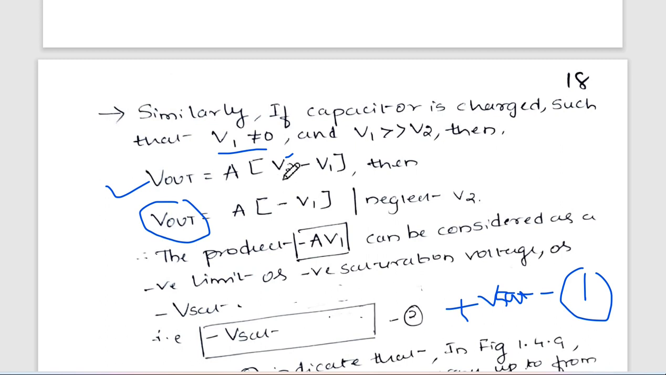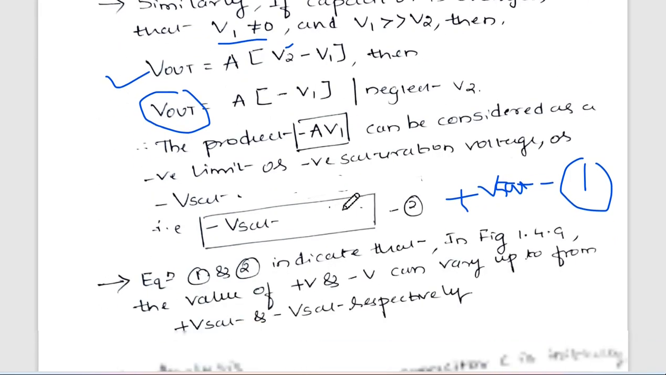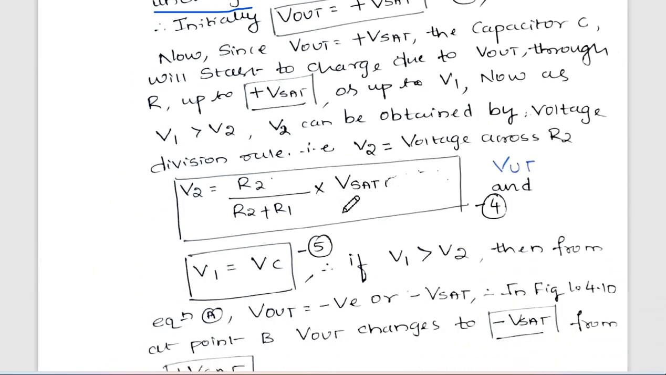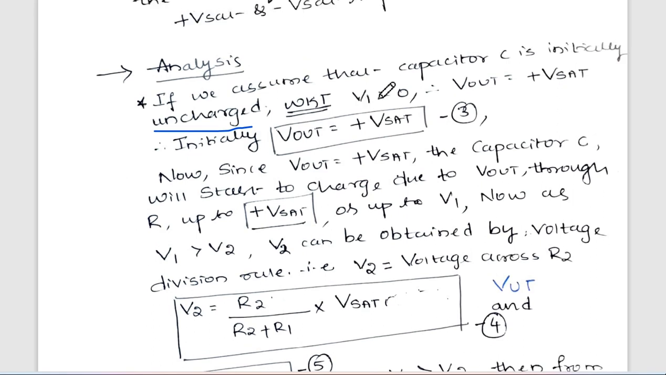Which is nothing but, just a minute, which is nothing but what? Plus Vsat. Okay. So in the same way, if you consider the other case, that will be minus Vsat. Okay. So this is for the case V1 is equal to 0.